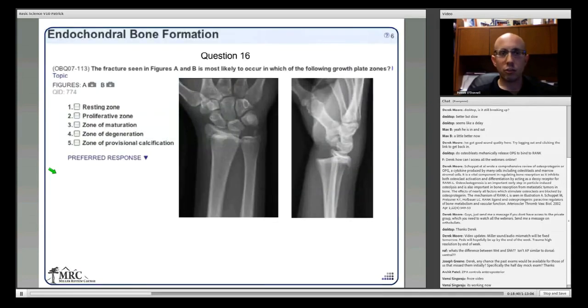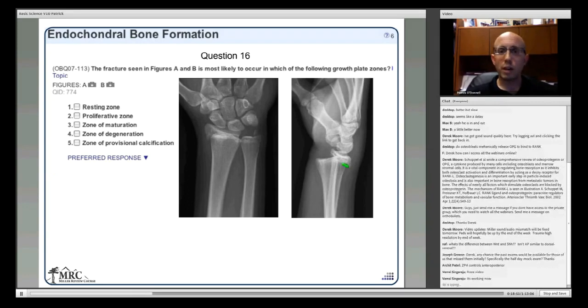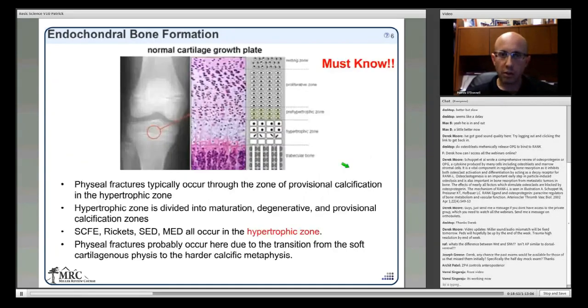Mitochondrial bone formation. Question 16. The fracture seen in figures A and B is most likely to occur through which of the following growth plate zones? Well, this looks like a Salter-Harris 2 type fracture. You can see that little spike right there. So which zone is that going to occur through? You got to know the cartilage growth plate.